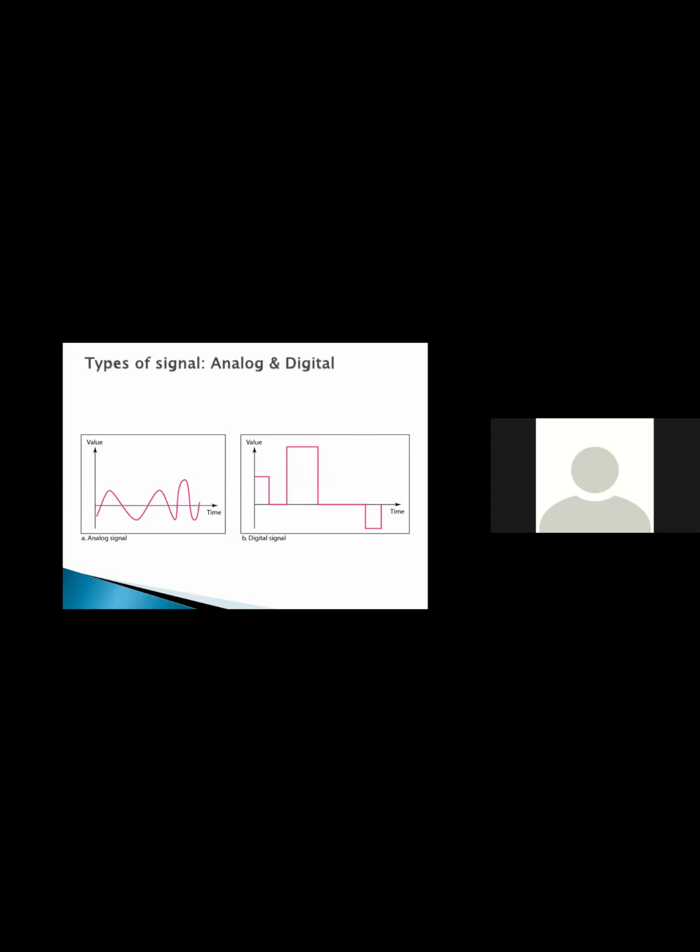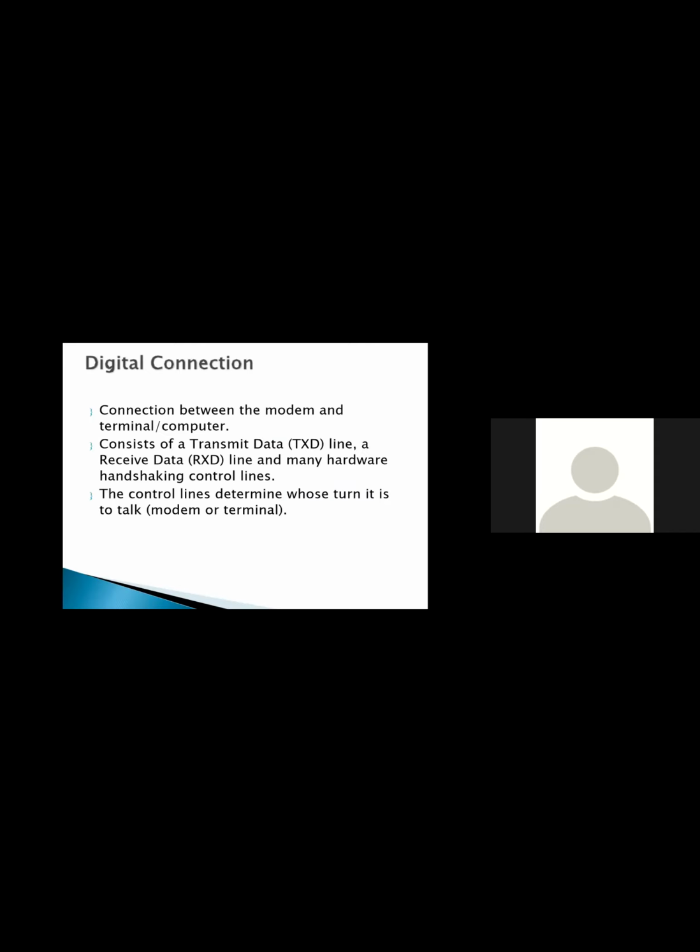As you can see, there are two types of signal, analog and digital. The digital connection between the modem and terminal computer consists of a transmit data line, a receive data line, and many hardware handshaking control lines. The control lines determine whose turn it is to talk, modem or terminal.